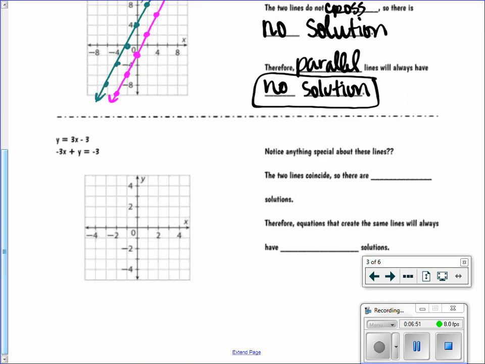The other special situation. First one, ready to go, slope-intercept form. Y-intercept at -3. The slope is 3, so that means up 3 and over 1. Okay. The second equation, what would you have to do to get into slope-intercept form? Add 3. So that means it would be a positive 3x minus 3. What just happened? They are the same line.